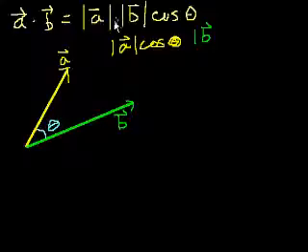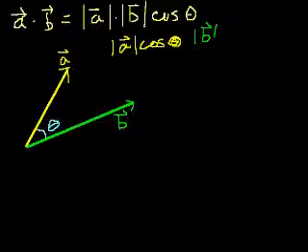And this times isn't the dot product. It's just regular multiplication because these are all scalar quantities. When you see the dot between vectors, you're talking about the vector dot product. So if we just rearrange this expression this way, what does it mean? What is A cosine of theta?